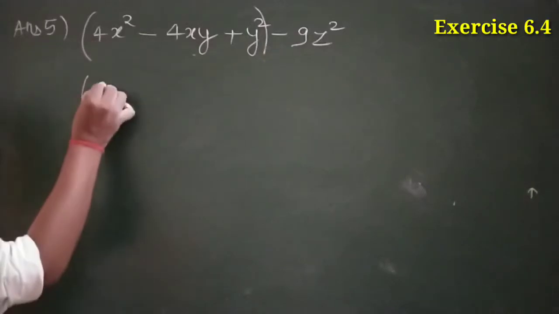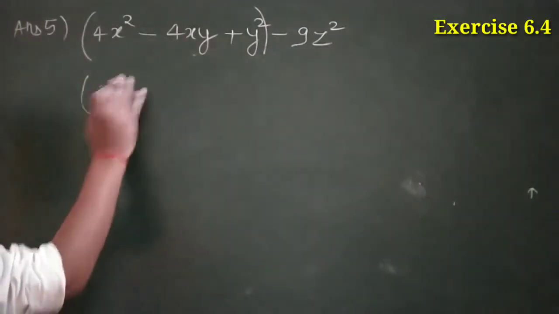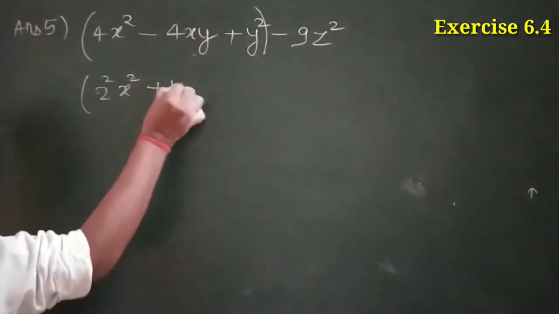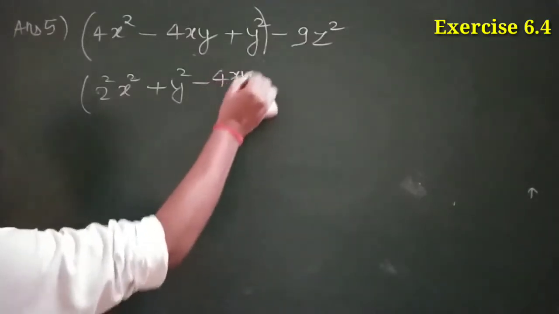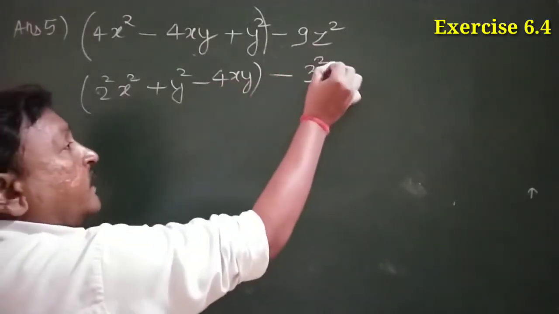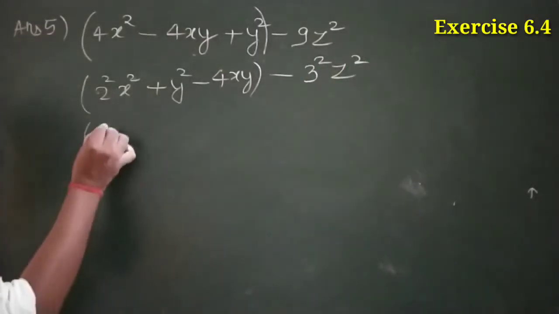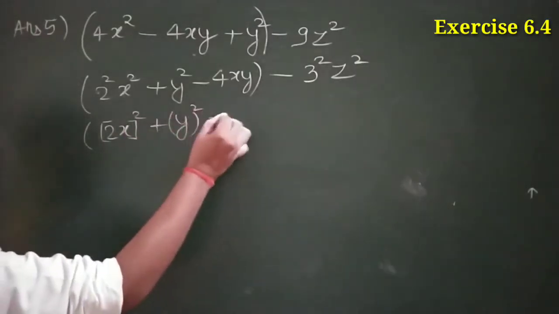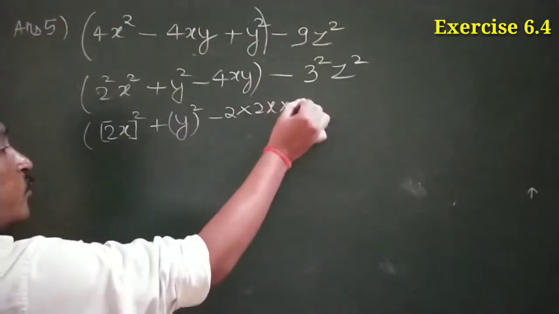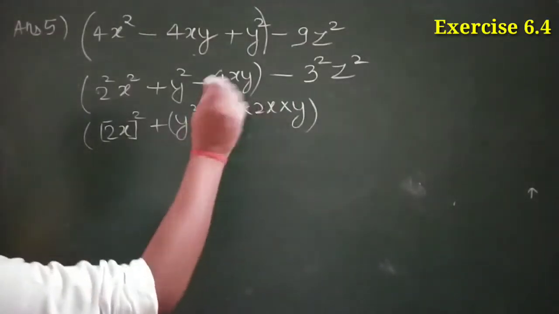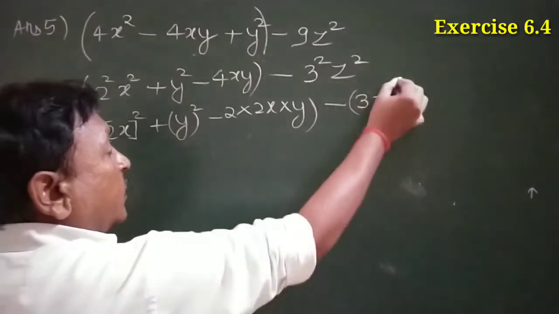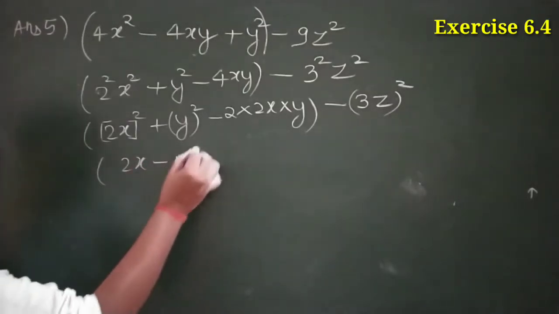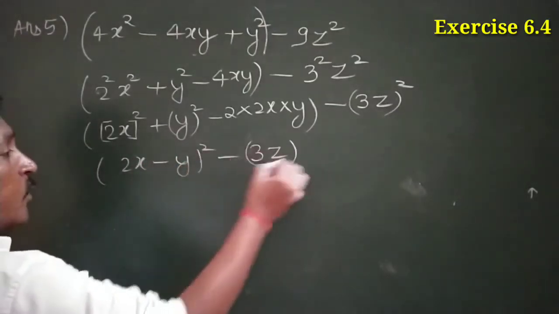Just see it. 4x square we can write as 2 square x square, interchanging their positions, plus y square minus 4xy, minus 9 is the square of 3, so 3 square z square. It will become (2x) whole square plus y square minus 2 into 2x into y. Just check it, 2 twos are 4xy, correct? Minus (3z) whole square. This is converted into (2x minus y) whole square minus (3z) whole square.